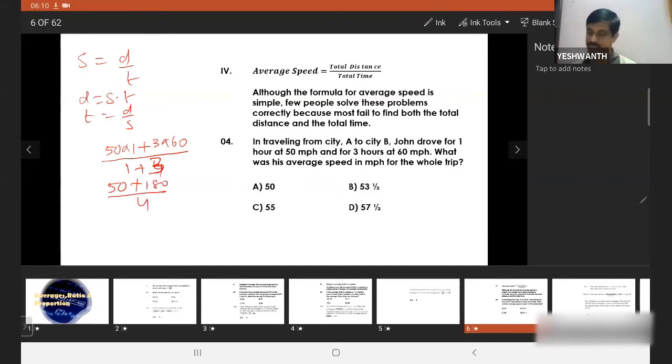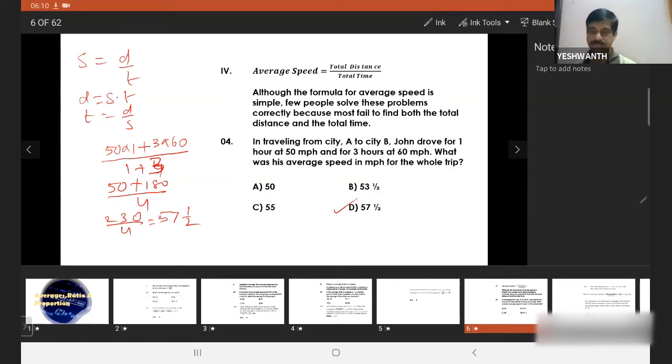Right, children? So if you take this, what is that you'll be getting? 230 by 4. So what is this equal to? 4 fives are 20, 30 means 4 sevens, 28. So 2 by 4 is half. 57 and a half. So you have option D.